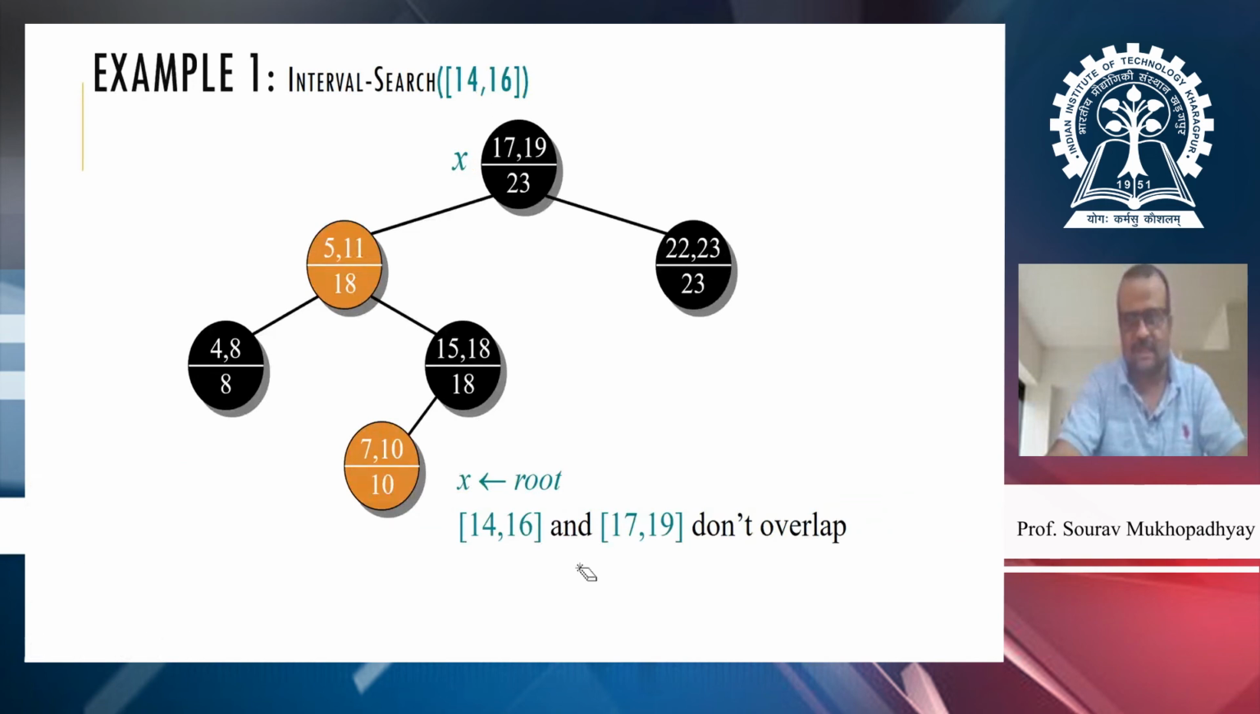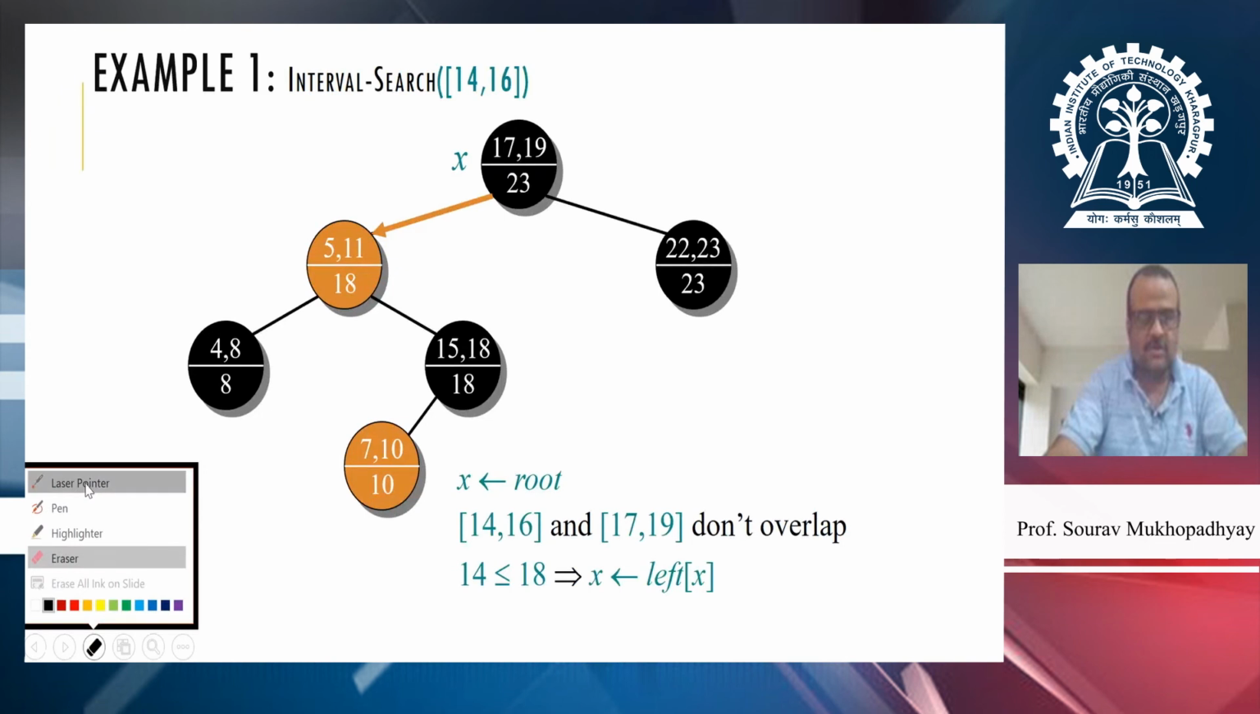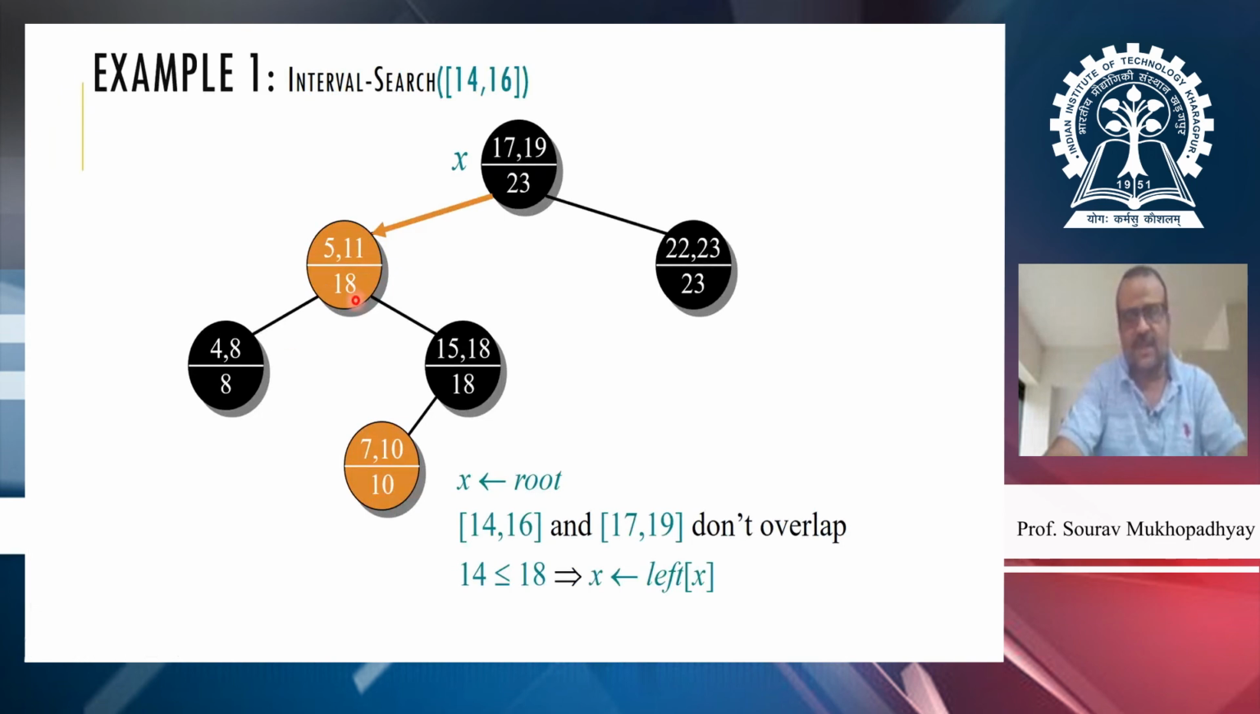This is not overlapping, so we have to go further. Now we check the left part of this. This is 18. Now if low of I is greater than 18, then we'll not go for this part, we'll go for the right part. But here low of I is 14, which is less than 18. So we have to go for the left part.